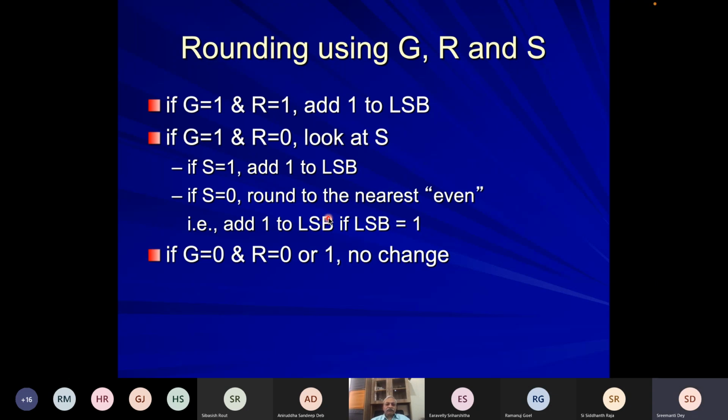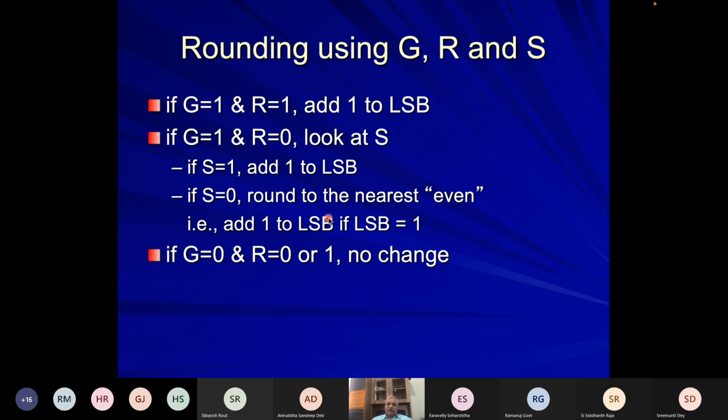Sir, how do we assign the value to S? So when you are shifting, let's say in the initial alignment process, you are shifting the number to the right. Bits are getting thrown away, and the last two bits which would have been thrown away are retained as G and R. But among the bits towards the right of G and R, if there is any non-zero bit which is thrown away, then you make S as 1.